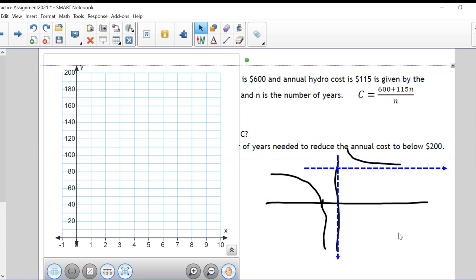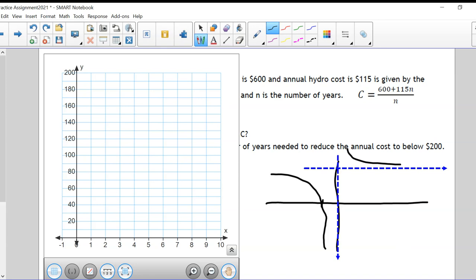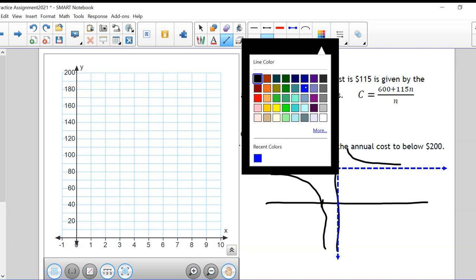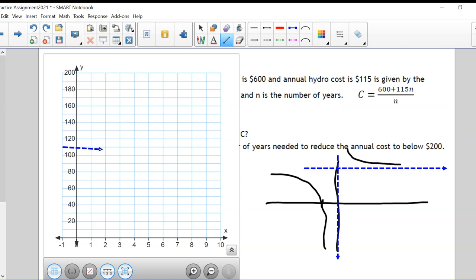Okay, so there is the grid that I'm going to be using. Hopefully everybody can see that. I'm going to put in my horizontal asymptote on there at 115. We talked about that before. 115 will be in between 110 and 120. So I'm going to put that horizontal line in right now, in a different color, maybe blue. I've been using blue for that. So I'm going to say it looks something like that.